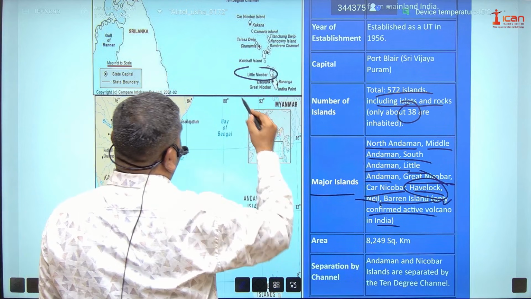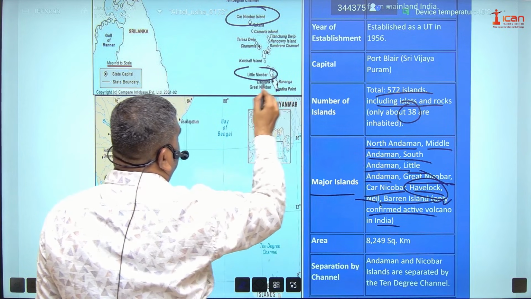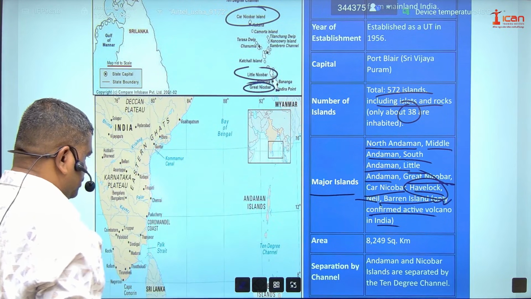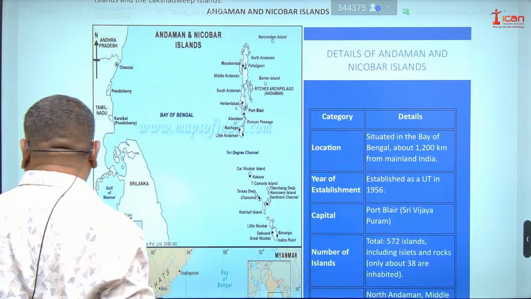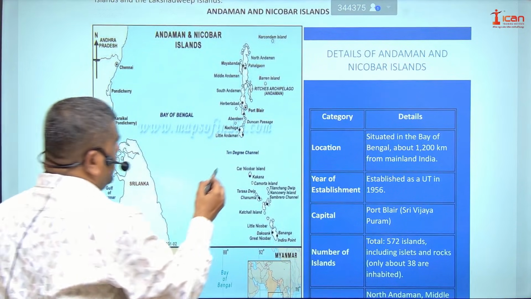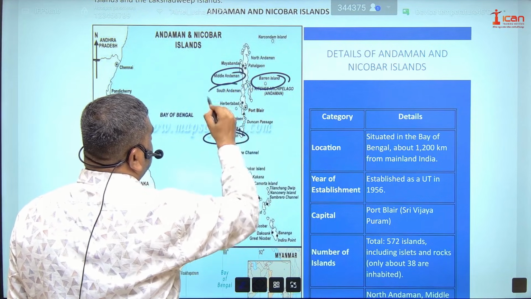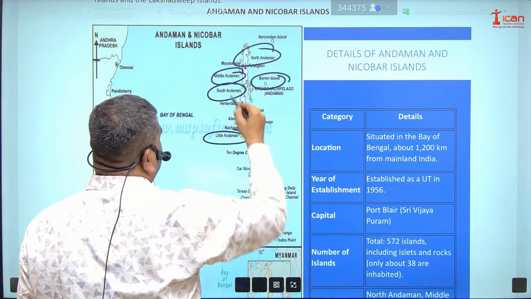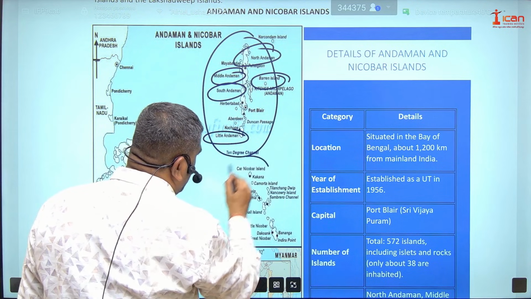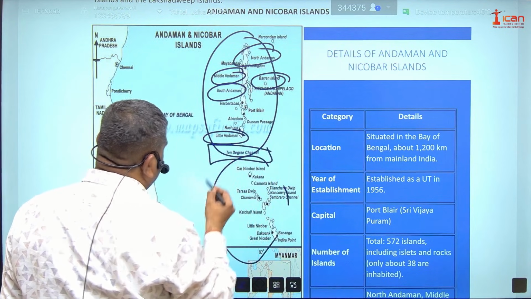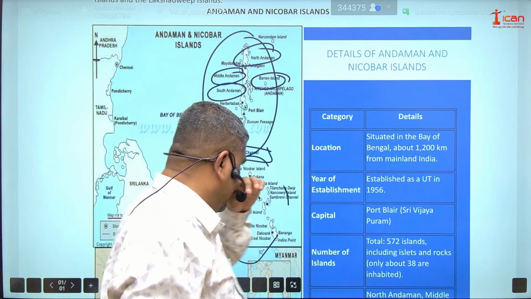So we have Little Nicobar here, right? Then we have Car Nicobar Islands. This is Indira Point, this is Great Nicobar. Here if you look at it, Little Andaman, Barren Island, right? Then we have Middle Andaman, South Andaman, North Andaman, all these islands are there. And between the Andaman Islands and the Nicobar Islands, there is the 10-degree channel. The 10-degree channel separates the Andaman Islands from the Nicobar Islands. That is the 10-degree channel.